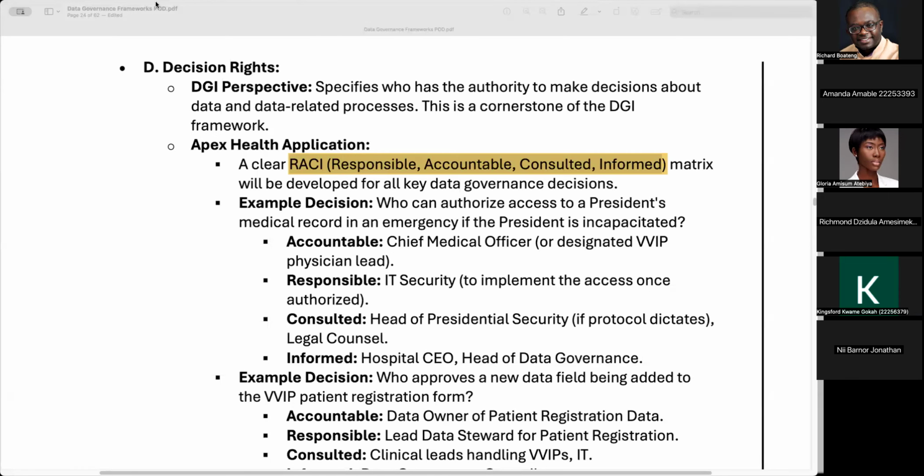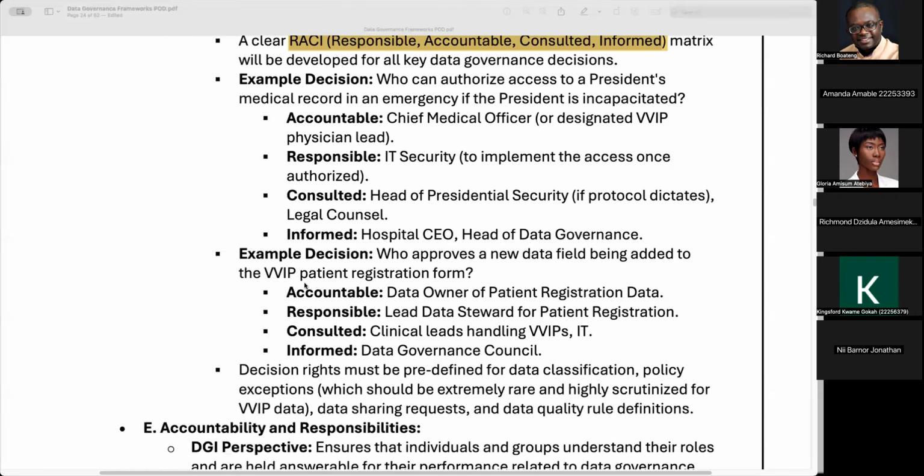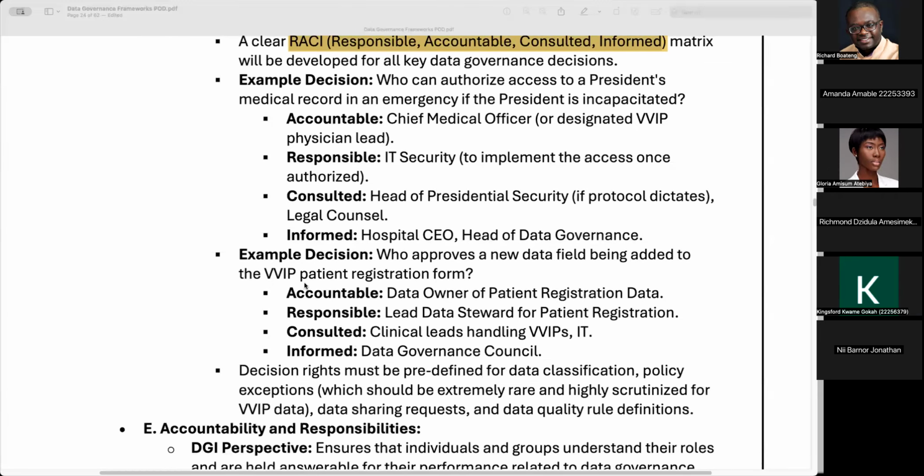DGI really emphasizes this linkage. Data owners, like the head of the Presidential Medical Wing, are clearly accountable for their data domain's overall security, quality, and compliant use. They approve access standards and define business rules. Data stewards, like that VIP wing nurse manager, are responsible for the operational day-to-day data management activities, implementing quality checks, managing metadata, ensuring policies are followed on the floor. The Data Governance Office, DGO, is responsible for coordinating the overall program, policy management, training, monitoring, but ultimately accountable for the program's effectiveness to senior leadership.